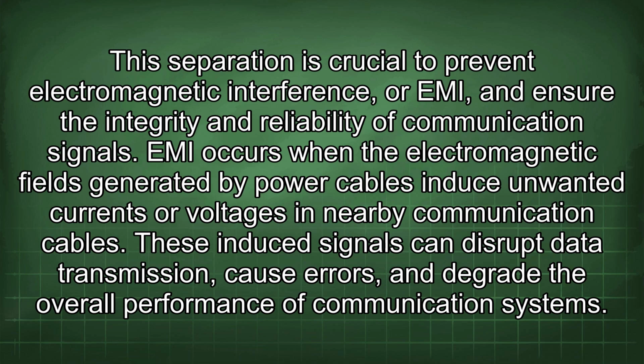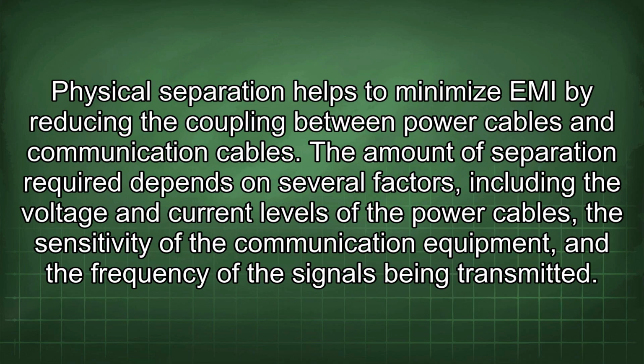EMI occurs when the electromagnetic fields generated by power cables induce unwanted currents or voltages in nearby communication cables. These induced signals can disrupt data transmission, cause errors, and degrade the overall performance of communication systems. Physical separation helps to minimize EMI by reducing the coupling between power cables and communication cables.